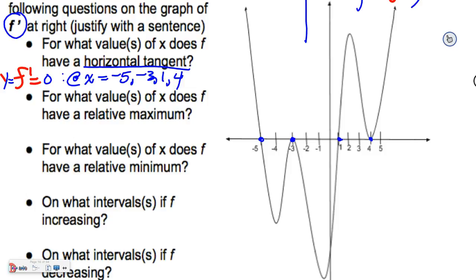For what values does x have a relative minimum? Anywhere where f prime goes from negative to positive. Relative maximum, anywhere f prime goes from positive to negative. I was going to stop and tell you something here. It says to justify with a sentence.